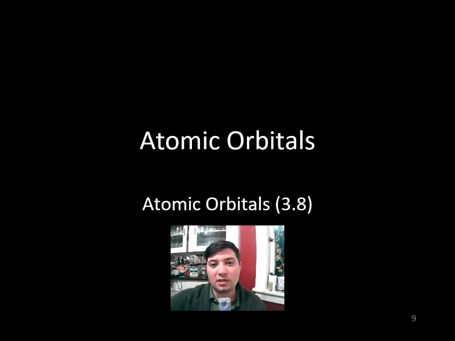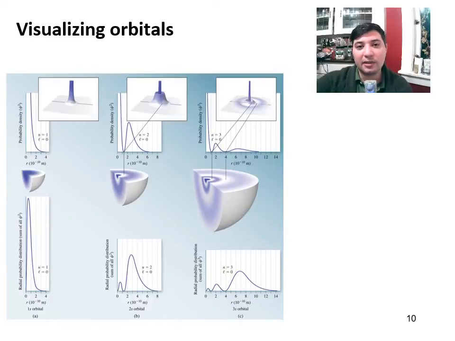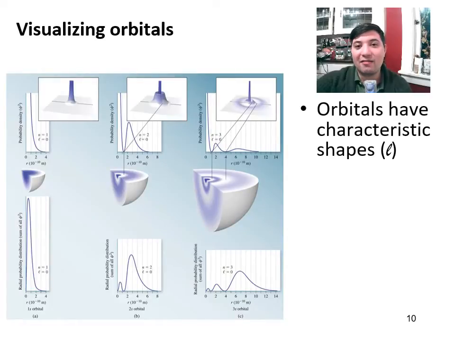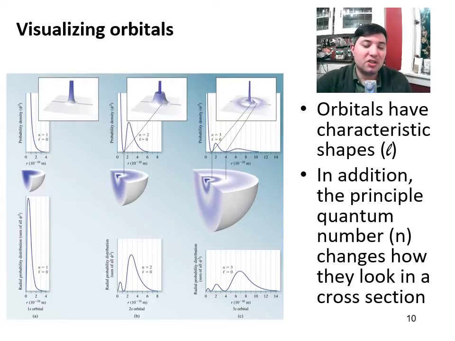So we know that quantum numbers define our atomic orbitals. Let's take a closer look at what our atomic orbitals look like. When we go to visualize an orbital, remember that they have characteristic shapes, and those shapes are defined by their L value. In addition, your principal quantum number changes what the cross section looks like.